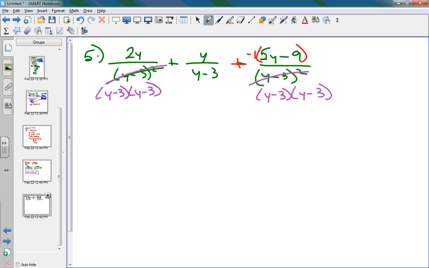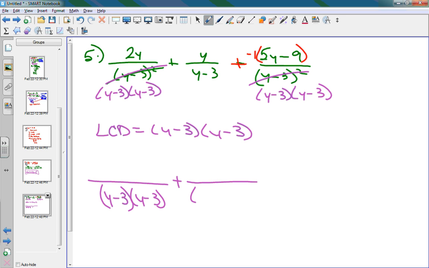And now my question is, what is my LCD? My LCD is y minus 3 squared, which is y minus 3 times y minus 3. So now, all three fractions like each other. One's a mom and a little kiddo, and one's a little daddy. They all like each other, so we have to get them all married, right? So before we can move into one house, we have to have the same denominators.